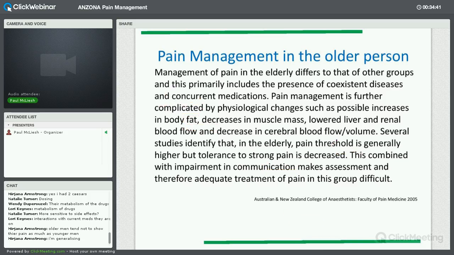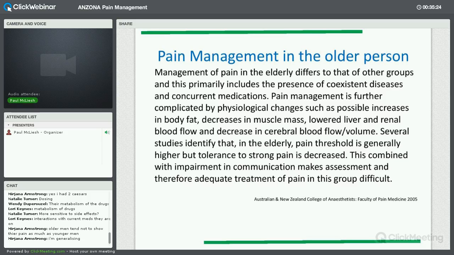It says management of pain in the elderly differs to that of other groups, and this primarily includes the presence of coexisting diseases. So I think a few of you talked about that, Laurie, and I think there was another thing about some of their other diseases as well, which can be a problem, but they're concurrent medications. Pain management is further complicated by physiological changes, so things like possible increases in body fat, decreases in muscle mass, lowered liver and renal blood flow, and decrease in cerebral blood flow and volume as well. So there's actual physiological reasons, and you guys have identified those mainly in there as well.